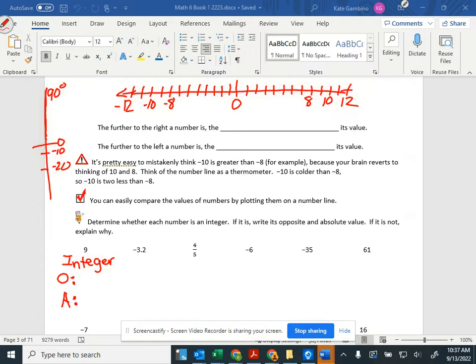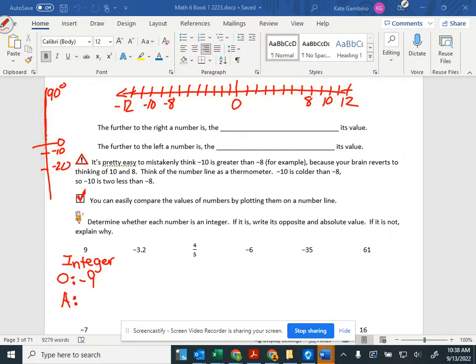So what is the opposite of 9? Look back up. Opposite means two numbers that are the same distance from 0 on that number line. So if we have 9, what's its opposite, Melina? -9. And then we need to put what its absolute value is. So what would 9's absolute value be? The absolute value is how far away from 0 is it?